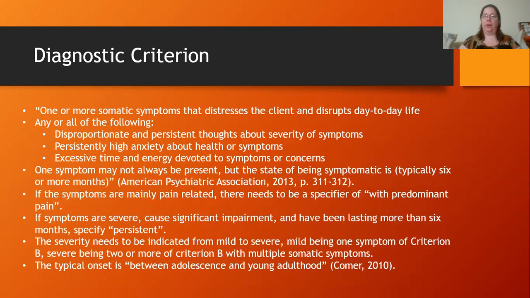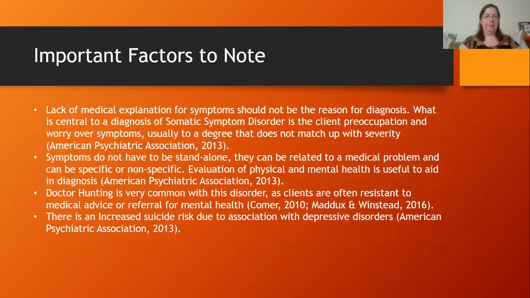The severity needs to be indicated from mild to severe. Mild being one symptom of criterion B, severe being 2 or more of criterion B with multiple somatic symptoms. And the typical onset we're looking at for clientele exhibiting somatic symptoms is typically between adolescence and young adulthood. Keep in mind that there are always exceptions to the rule, but on average, this is what you're looking at.